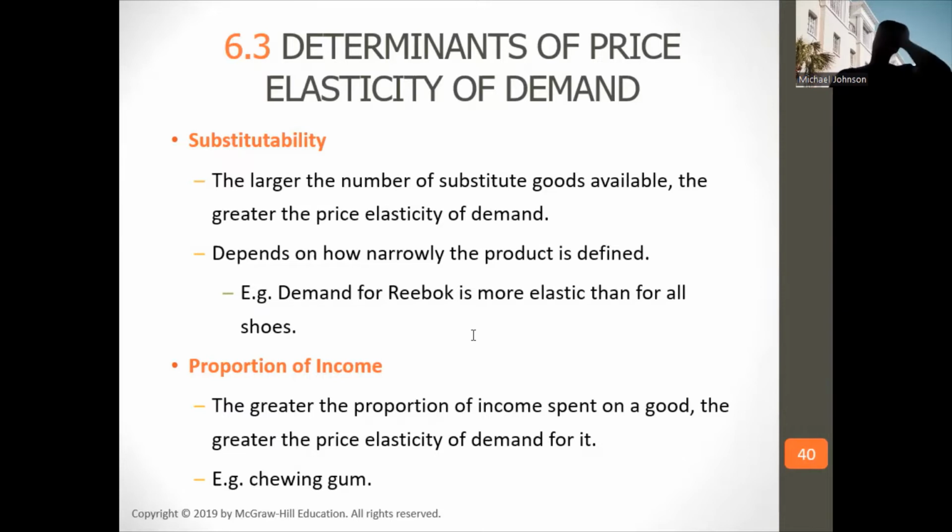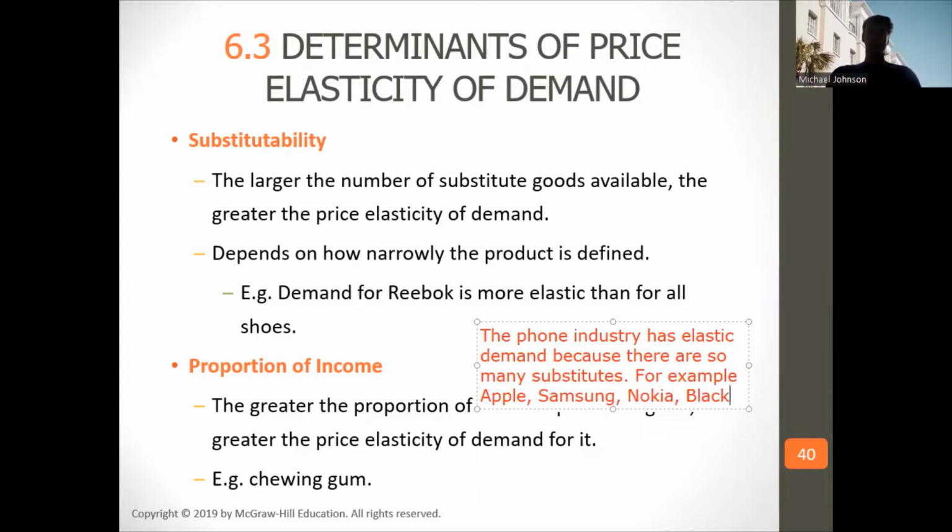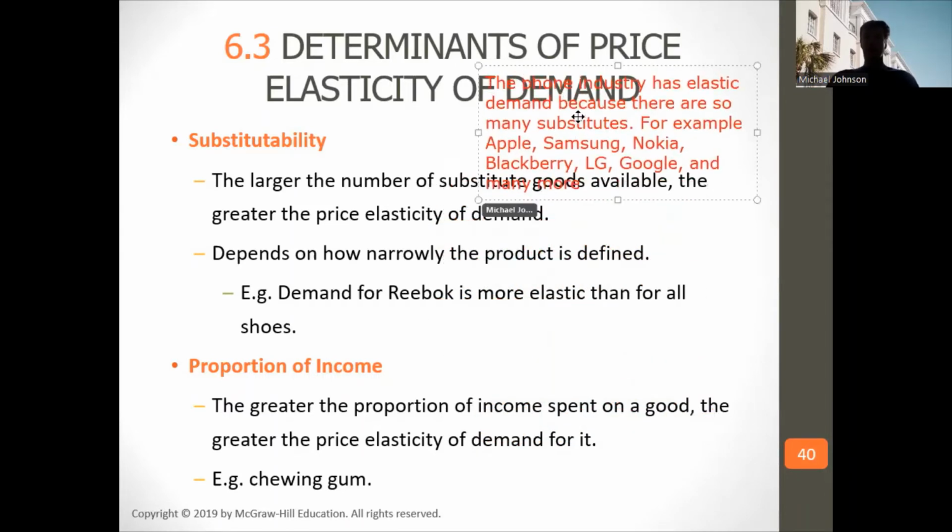Yeah, that's good. Yeah, exactly. So, the phone industry has elastic demand because there are so many substitutes. For example, Apple, Samsung, Nokia, BlackBerry, LG, Google, and many more. So there's so many. That's a great example, Christopher. And yeah, that's a big part of it.